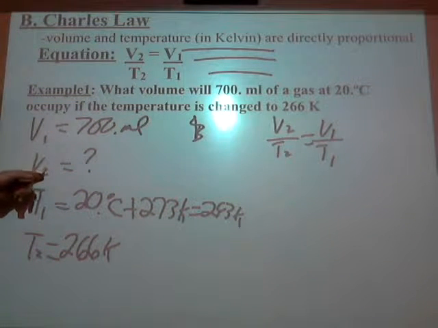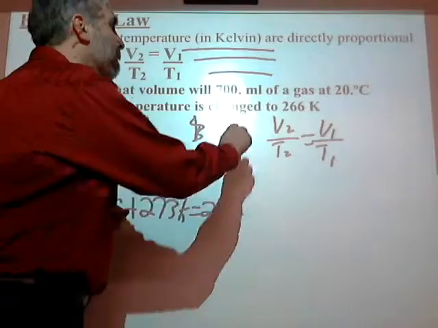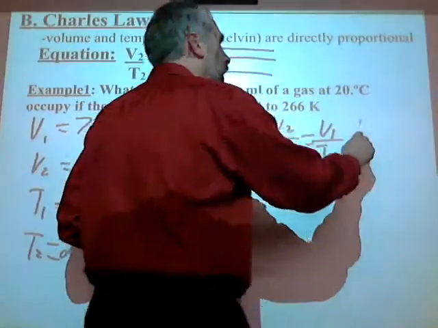I want to get V2 by himself. Do be careful here. I get some mistake. It shouldn't happen, but I do get a mistake at this point. What do I do to both sides? What do you think? Multiply by T2. Multiply by T2.